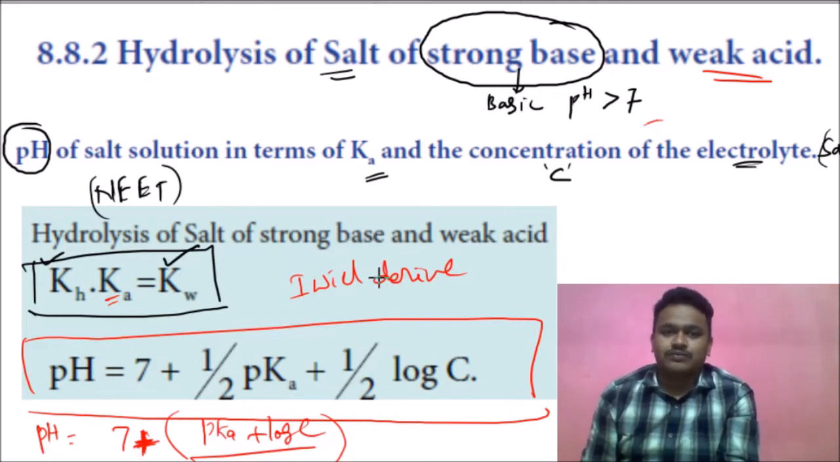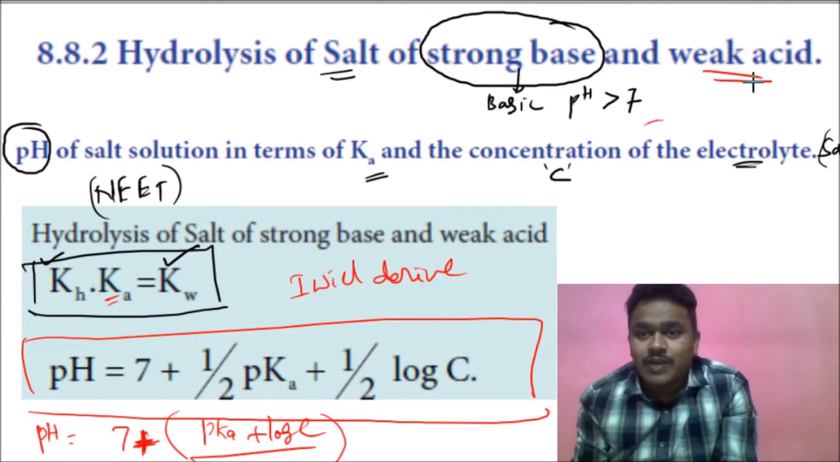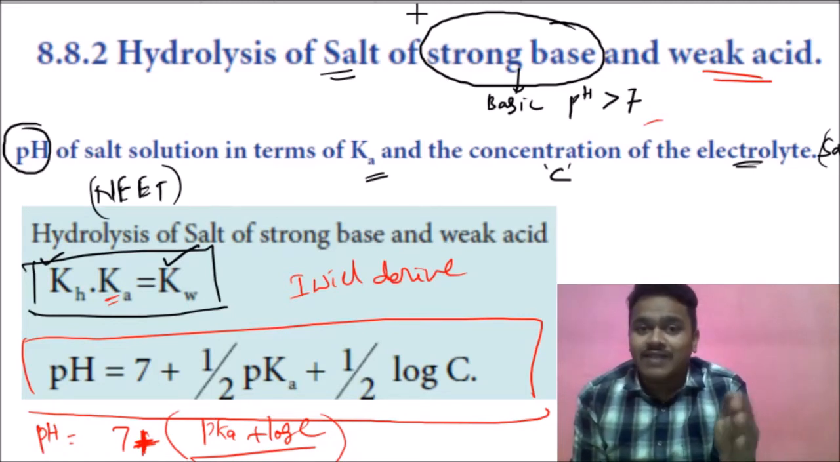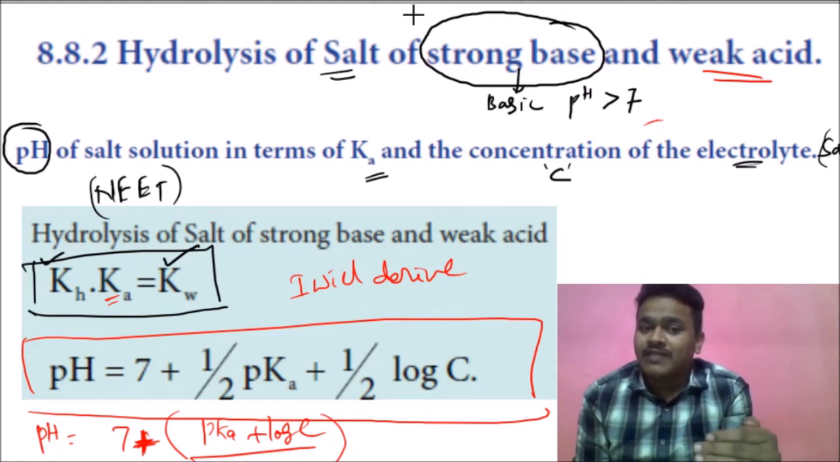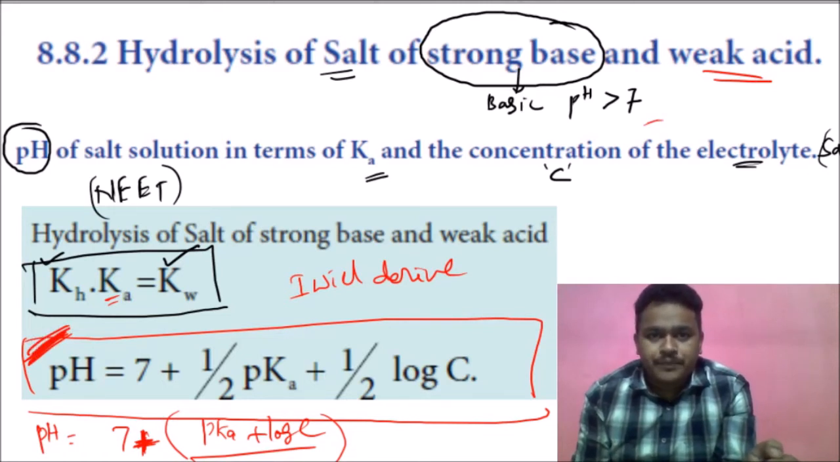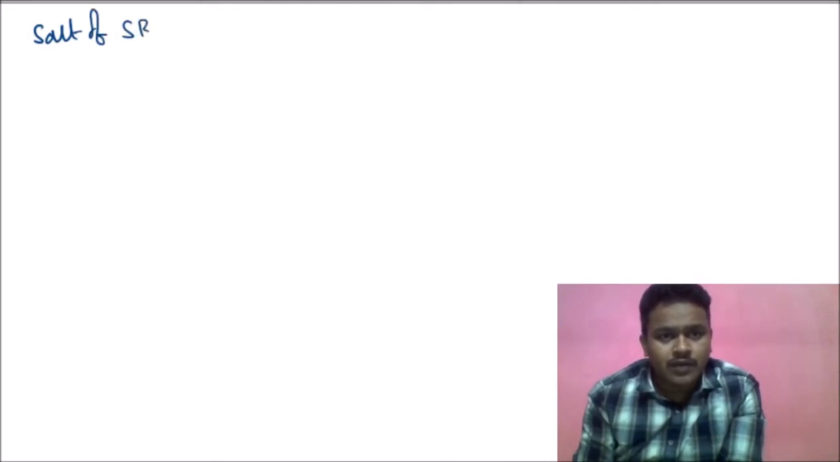I will derive now, by taking the salt of strong base and weak acid. Whatever salt we studied in the last video, the same salt only I will take, and I will derive the expression for pH. See, what is the salt? Let us say, what salt we have to take? Salt of strong base and weak acid.